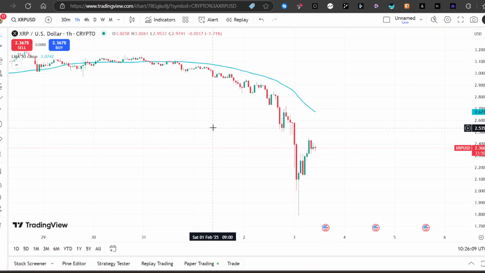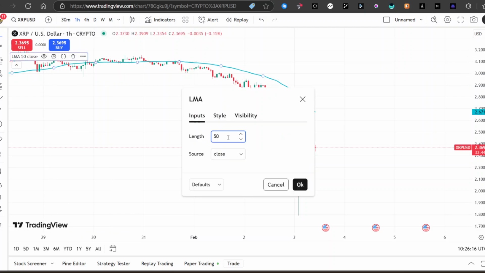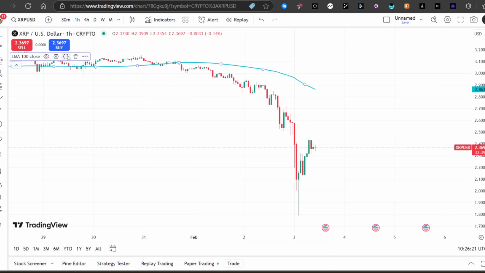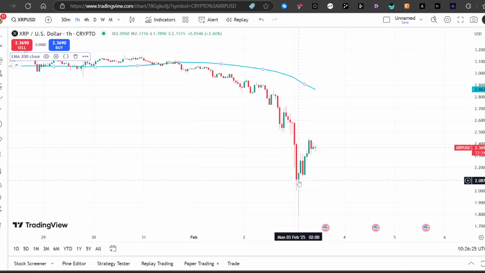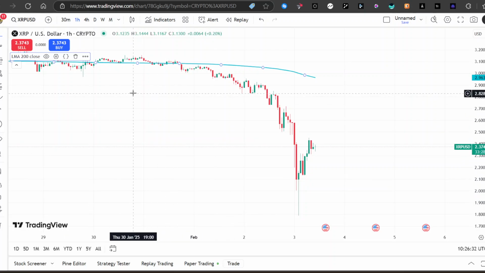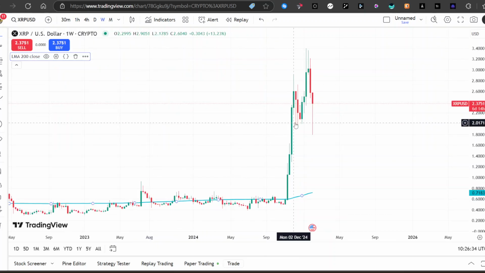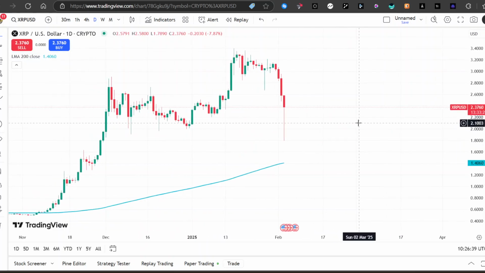Now, for position trading or long-term trading, you can use the 100 to 200 periods LMA, right? So you can decide to use 100 or you can use 200. That's for position trading. You can use 100 or you can use the 200-day LMA. You're going to be using this on the daily chart or the weekly chart. It filters out noise and focuses on major trends.